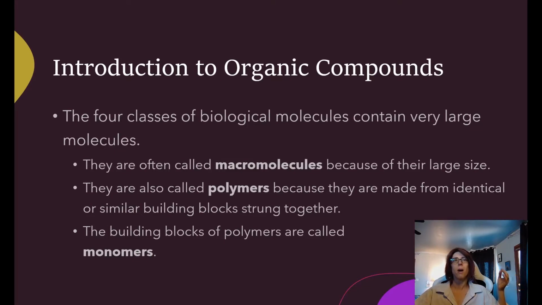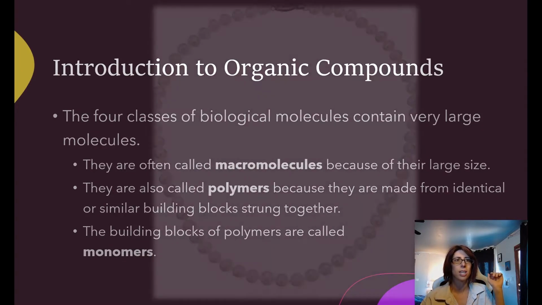They are also called polymers because they are made from identical or similar building blocks that are strung together in long chains. So poly means many, right? Like polyamory. Amor means love, poly means many, so polyamory refers to many loves, right? And a polymer is a molecule that's made up of many repeating subunits strung together. The building blocks of polymers are called monomers. Mono means one, poly means many. So a monomer is the individual unit, and the polymer is all those individual units strung together.